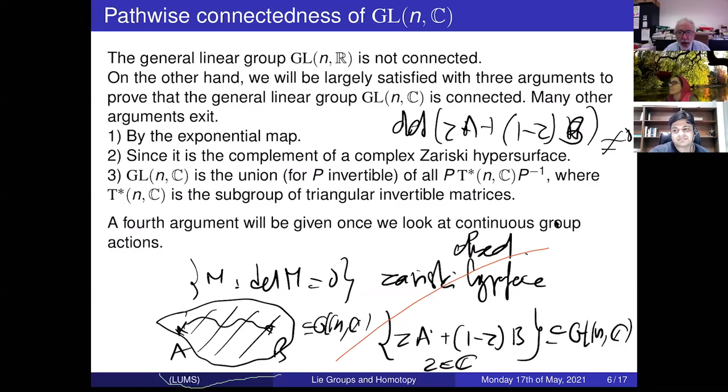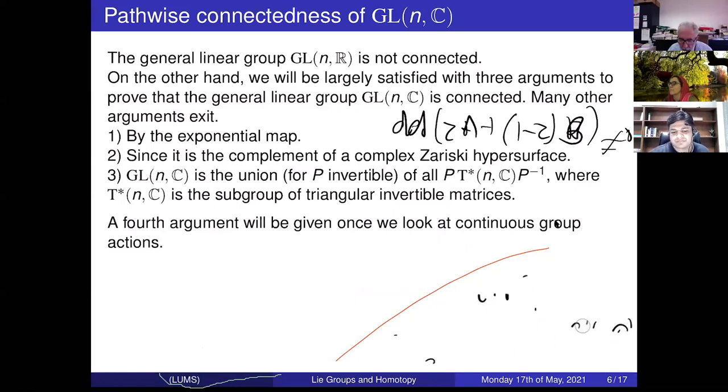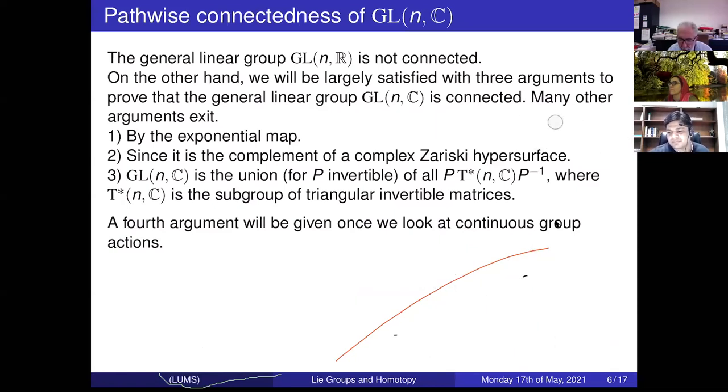So I am giving some arguments to prove that GLNC is pathwise connected. The exponential map is one, passing by the fact that it is the complement of a Zariski hypersurface. This is the argument, very easy, very nice. It's the easier way. And there is a third way, which is quite good also, which is the following. If you know that each matrix in MNC is similar to a triangular matrix.